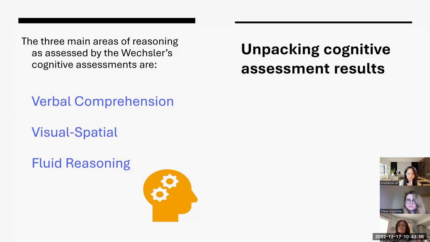So as I was saying earlier, there were 3 areas of reasoning, and then there were 2 areas of what we call cognitive processes that support these 3 areas of reasoning. So we're going to slowly unpack the first 3 areas of reasoning. Okay, next slide.